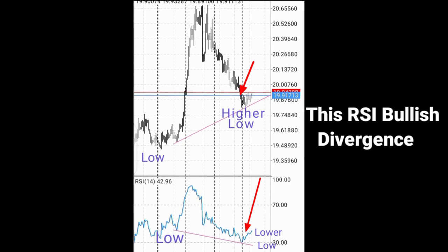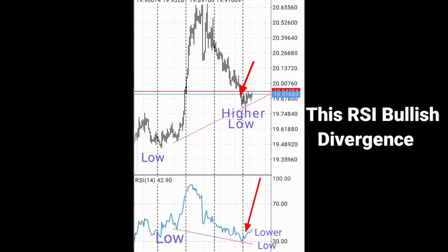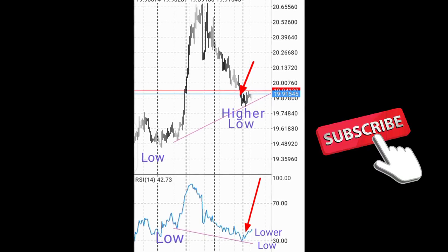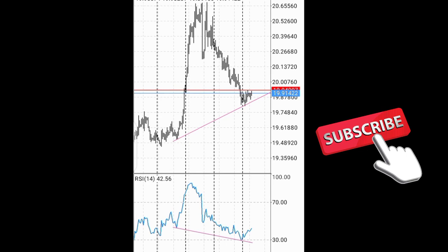Price is making a higher low. RSI is making a lower low. This is a signal that the sellers are losing momentum and that the bulls may be coming into the market at this present time. So at this point, since this is on 4 hours, I'll be looking for a signal to buy this currency pair in the 1 hour time frame.